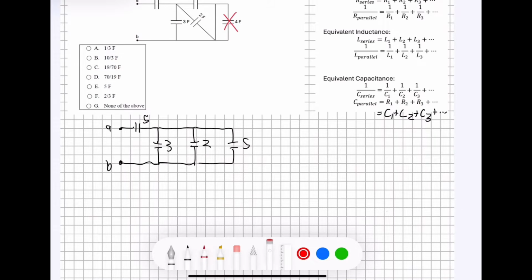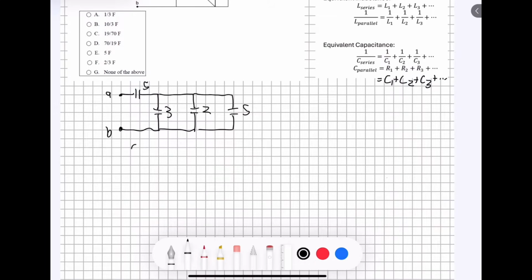Now when we want to add up the capacitances of these 3, which are in parallel, we can look right over here where our parallel equation is, and we can see that the parallel equivalent capacitance is going to be equal to C1 plus C2 plus C3 plus however many more capacitances you have. We can write this. The equivalent capacitance is going to be equal to 3, which is C1 in this equation, plus 2, which is C2, plus 5, which is C3. If you add those all together, you're going to get an equivalent capacitance of 10 farads.